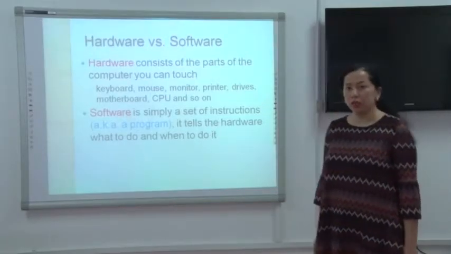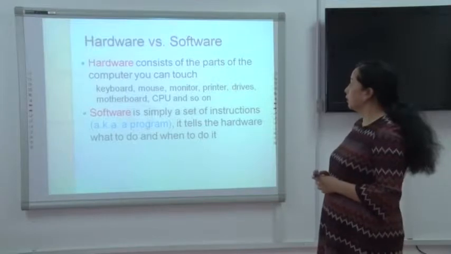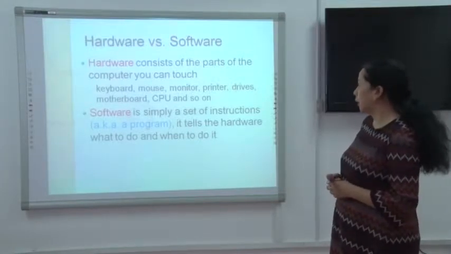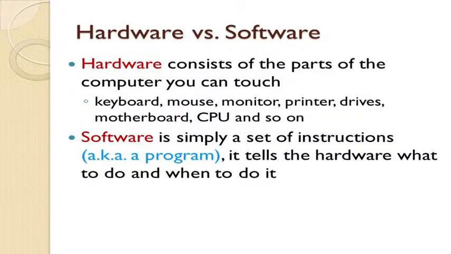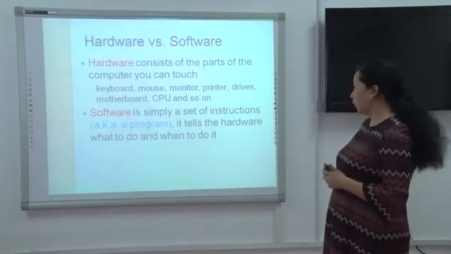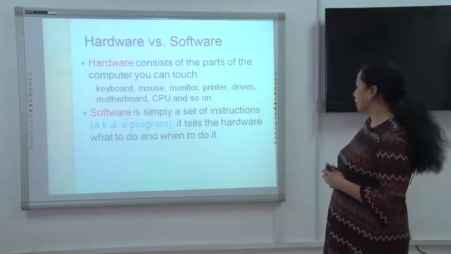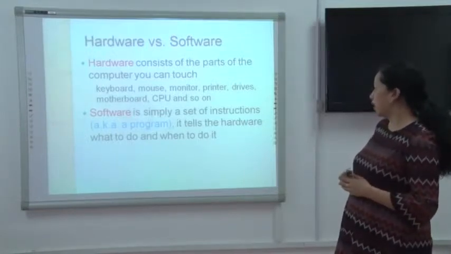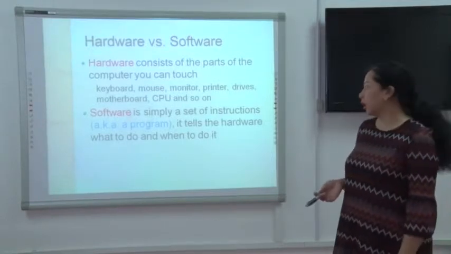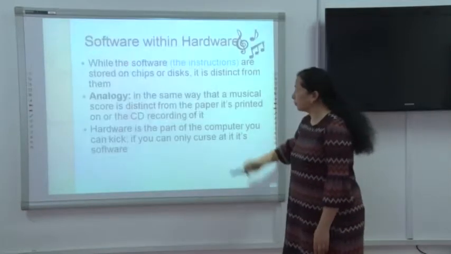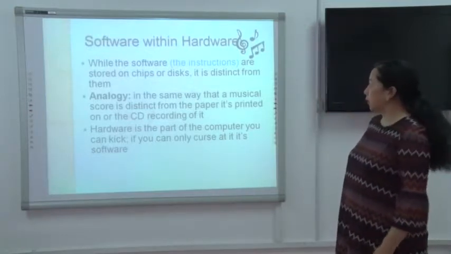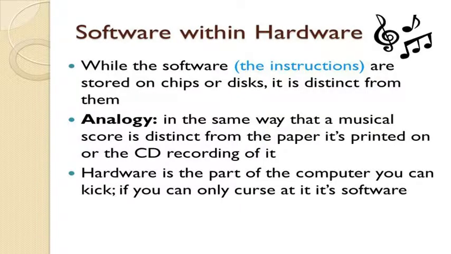Hardware and software. Hardware consists of the parts of the computer you can touch: keyboard, mouse, monitor, printer, drives, motherboard, CPU, and so on. Software is a simple set of instructions. It tells the hardware what to do and when to do it. While the software is stored on chips or disk, it is distinct from them.